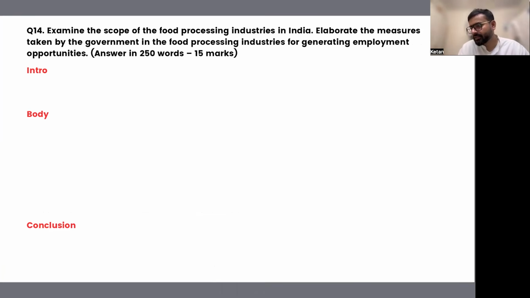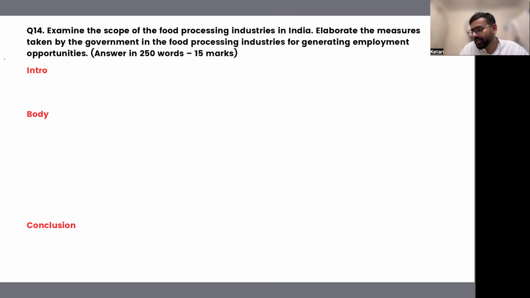Next question is again a very straightforward question from agriculture. This question is directly lifted from the syllabus and has also been asked in the previous years. So again, a very expected question. The question is: examine the scope of food processing industries in India. Elaborate the measures taken by the government in food processing industries for generating employment opportunities. So the first part of the question is scope of food processing industries. That is the first demand of the question. And second is measures taken by the government.